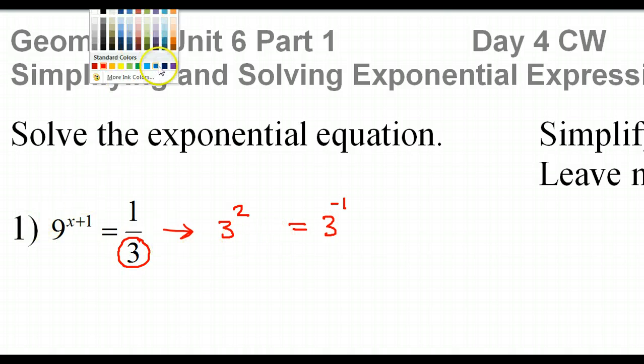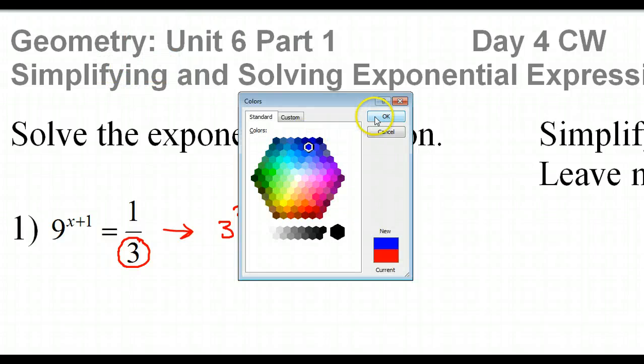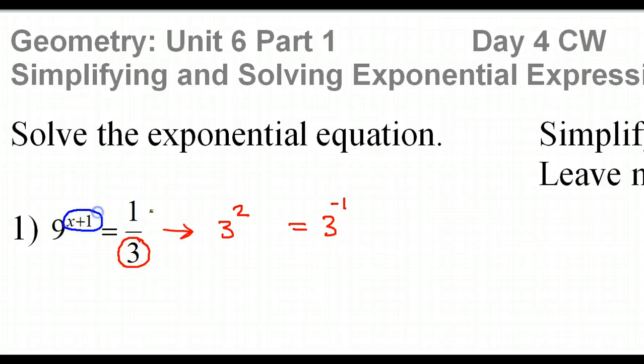So the only thing I haven't dealt with yet is this exponent right here, the x plus 1. For right now, I can just put that in parentheses and know that I'm going to wind up doing the distributive property in a minute. Anyway, if the bases are the same, that means the exponents have to be the same. So basically I can ignore the base 3 and go ahead and set these exponents equal to each other. So the 2 times x plus 1 should equal the -1.